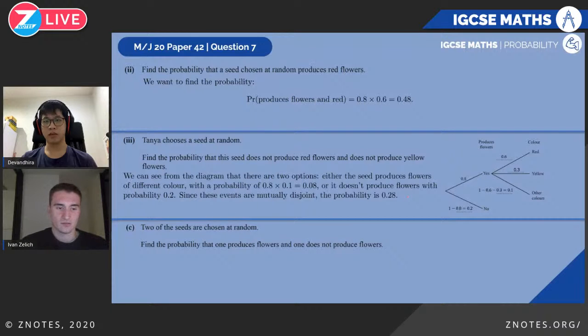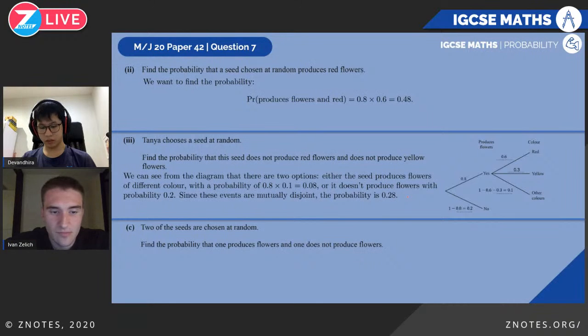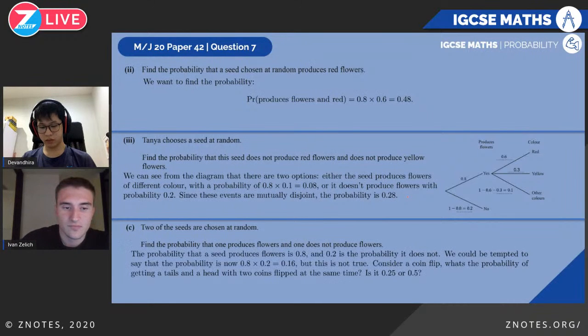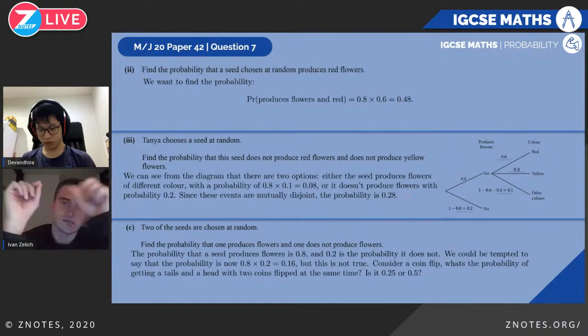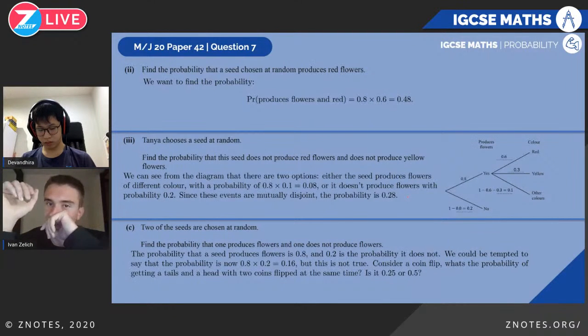Okay, 2 of the seeds are chosen at random. Find the probability that 1 produces flowers and 1 does not produce flowers. Right, so the probability that a seed produces flowers is 0.8, and the probability that a seed does not is 0.2. So we have 2 seeds, and we might be tempted to say that it's 0.8 times 0.2, which is 0.16.